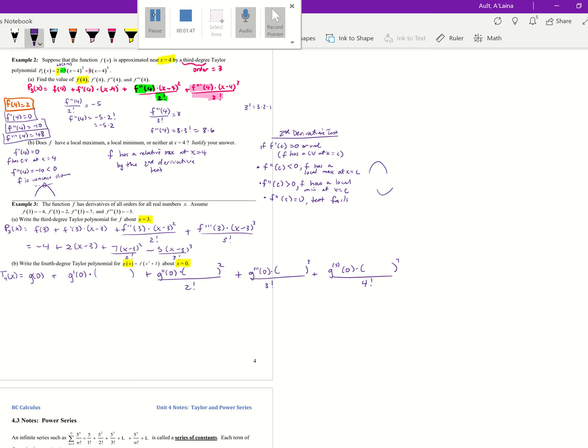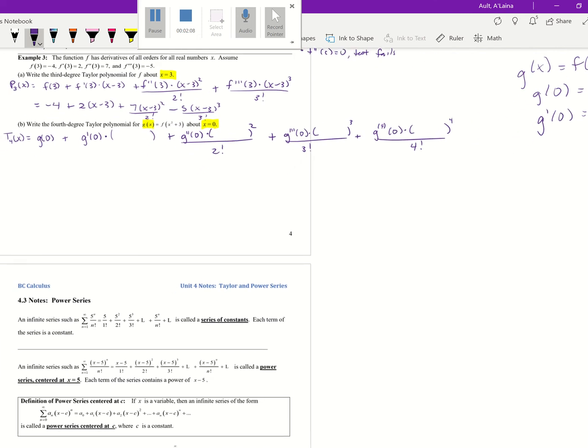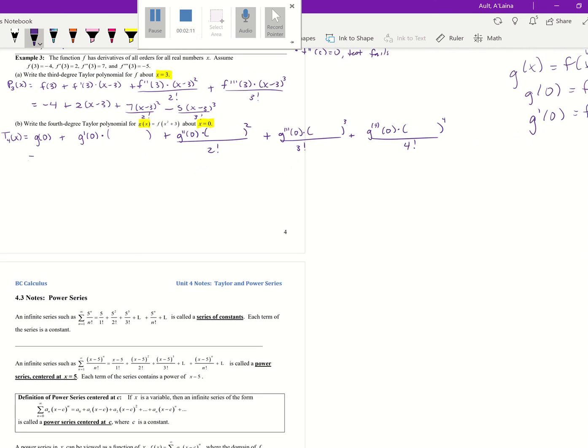Remember, g of x can be defined as f of x squared plus 3. So g of 0 is f of 3 if I substitute in a 0. Well, that's going to be handy because that's a value I know. In a similar fashion, g prime of 0 is f prime of 3, and so forth. So this is really nice. I can just substitute in. So g of 0 is really going to be using f of 3. g prime of 0 would be f prime of 3. I'm not quite done here with my polynomial. g double prime of 0 would be f double prime of 3.